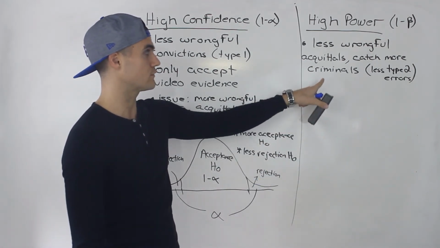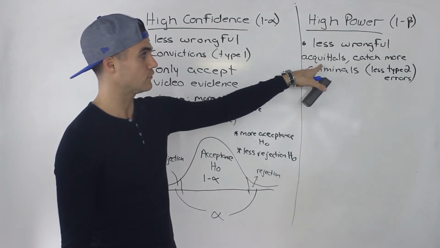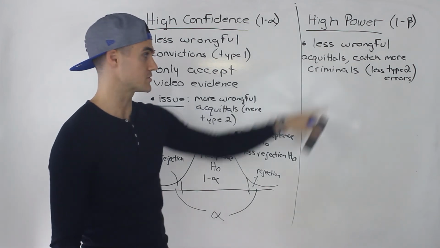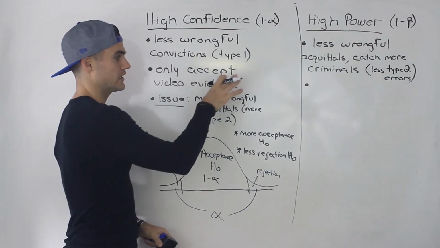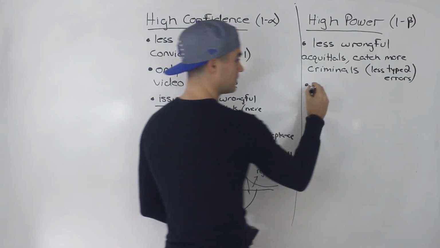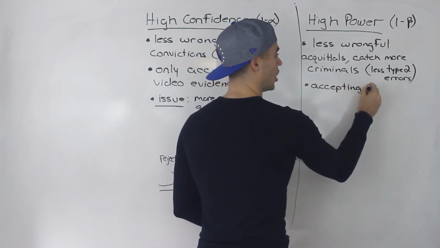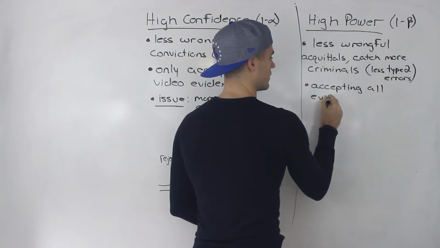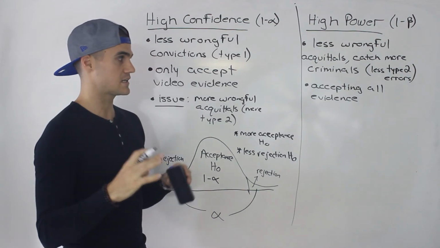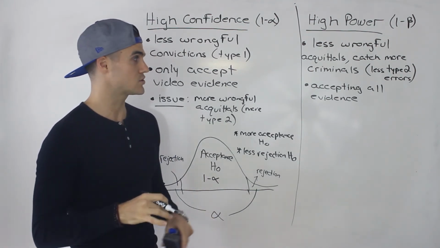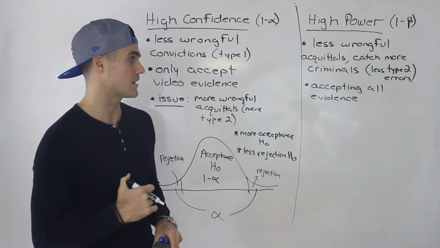And so that's how all of these relate to acceptance versus rejection regions. Now, let's talk about if you're a high power judge. So you're focused on less wrongful acquittals. You want to catch more criminals. Well, it's going to be kind of the opposite of this. You're not only going to be accepting video evidence, but you're going to be accepting all evidence. So you want to see all evidence, you want to see all the trials, you want to make sure that there are no criminals in the public. You want to catch as many criminals as you can.